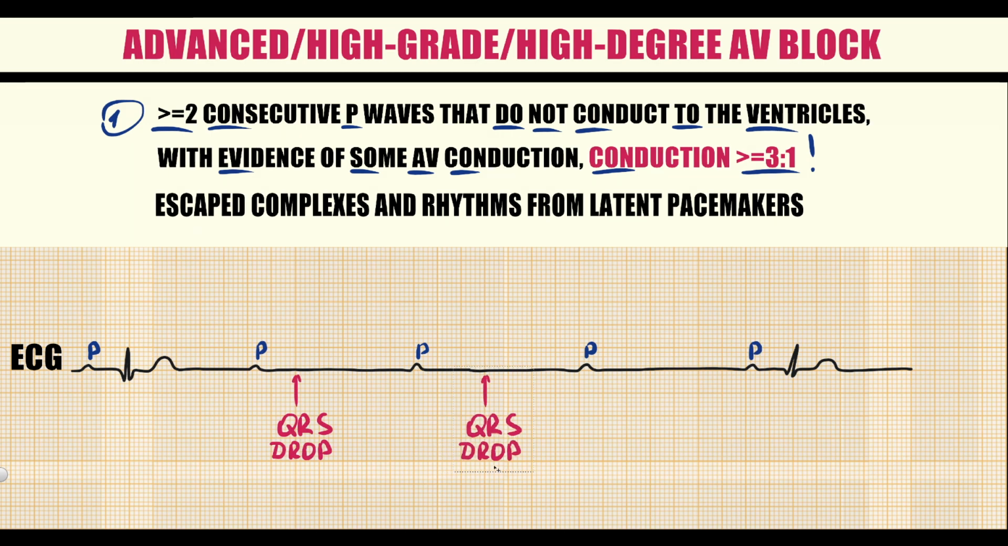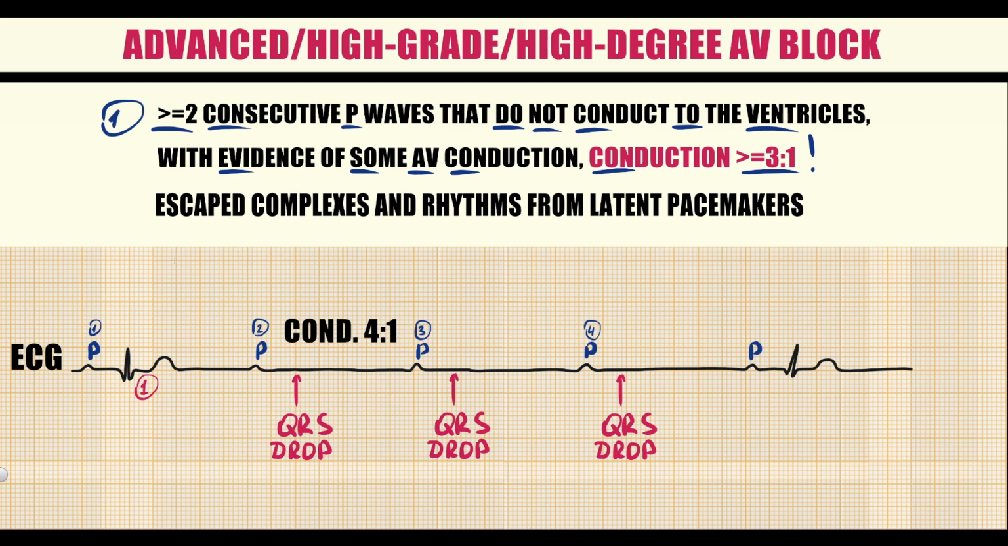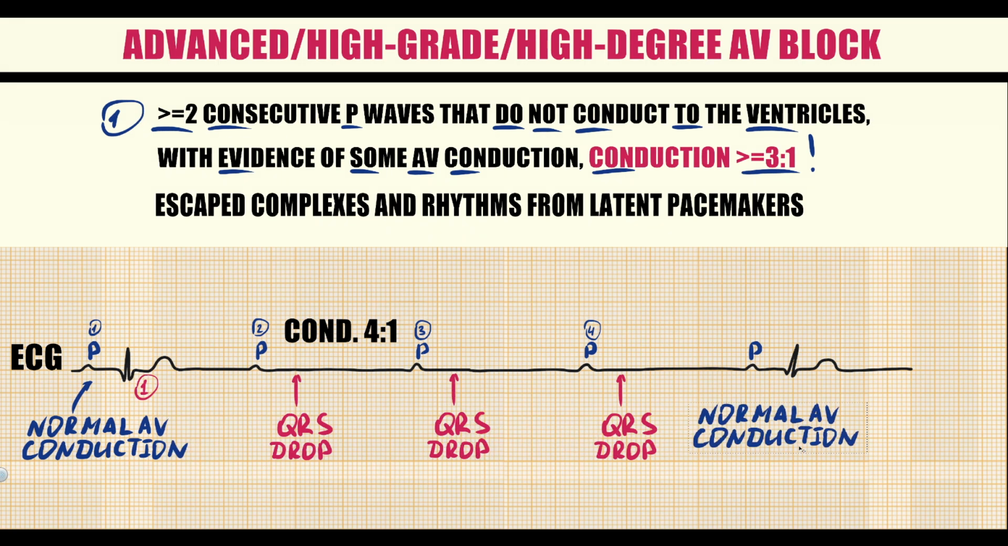Here we see the 3 consecutive QRS drops. As a result, we have 4 P waves and only 1 QRS complex. Therefore, conduction in this part is 4 to 1. In the first complex and in the last PQRST, we find the evidence of normal conduction.